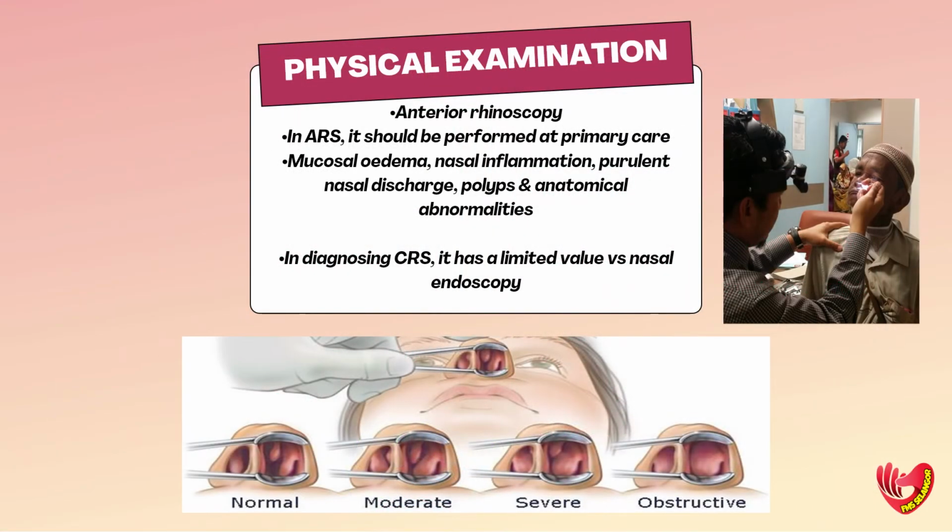For physical examination, anterior rhinoscopy is an essential examination for evaluating acute rhinosinusitis and should be performed in primary care settings. The findings observed during the physical examination can be classified into stages: normal mucosa; moderate, characterized by mucosal edema and mild inflammation; severe, marked by purulent discharge and significant inflammation; and obstructive, involving nasal polyps and anatomical blockage. However, for chronic rhinosinusitis, nasal endoscopy is more valuable diagnostically than anterior rhinoscopy.